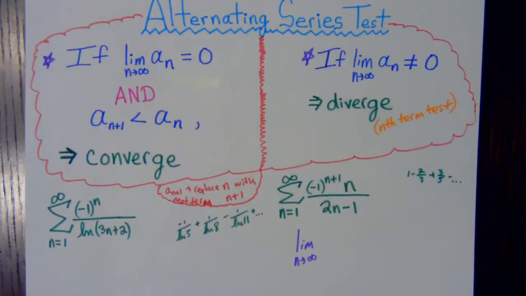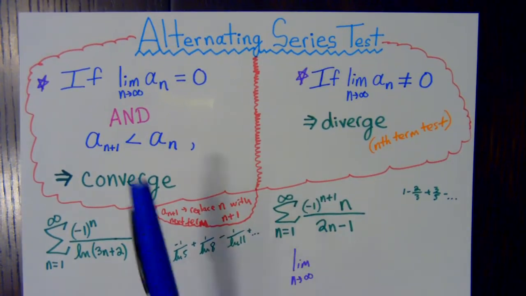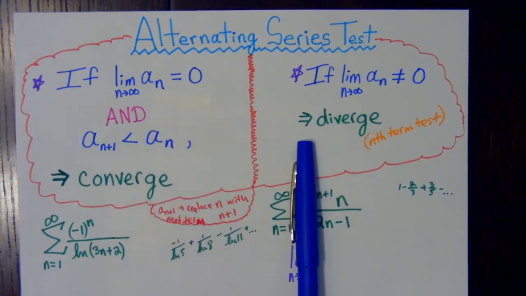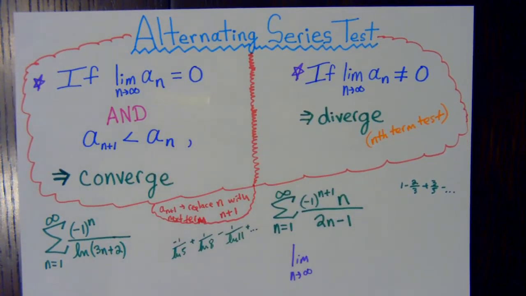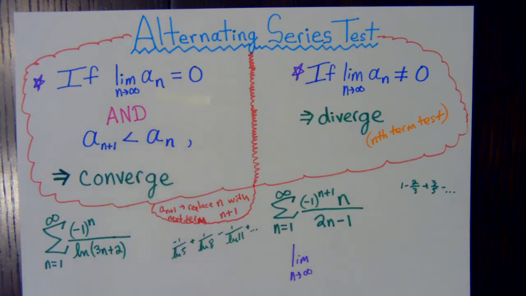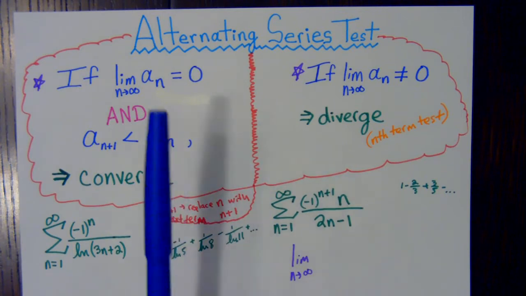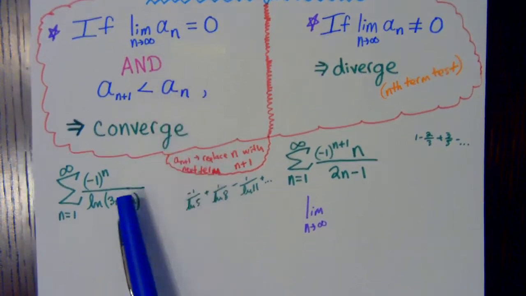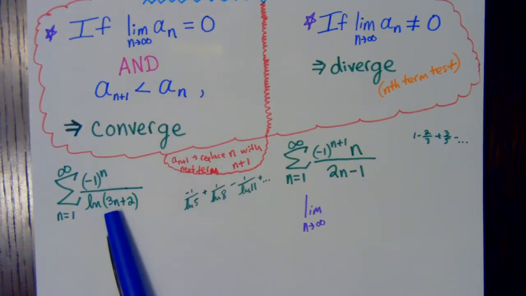So anyways, I got them separated, whether it's going to converge or whether it's going to diverge. But this is all your alternating series test. When you want to show that it converges, you need to show two things. That's why I got that giant word "and" right there. We need to show that two things are true. The limit as n approaches infinity of the a sub n. Now, the a sub n is just the formula part of the problem, the positive part of the problem.